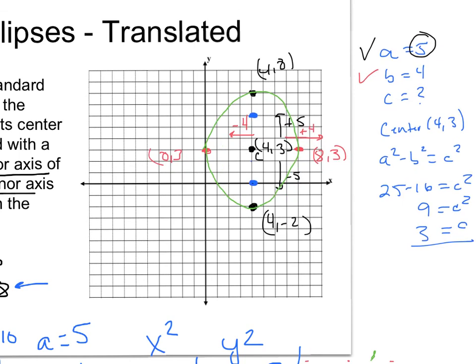And we need to make sure that when we plot our vertices, co-vertices, and focal points, we're always shifting from the center. Not (0, 0), we're shifting from the center of the shape.